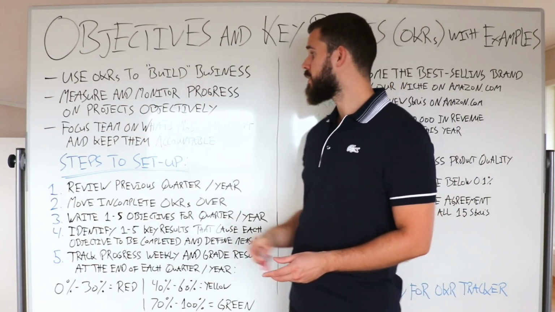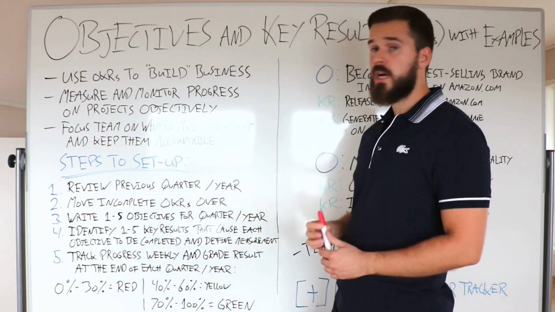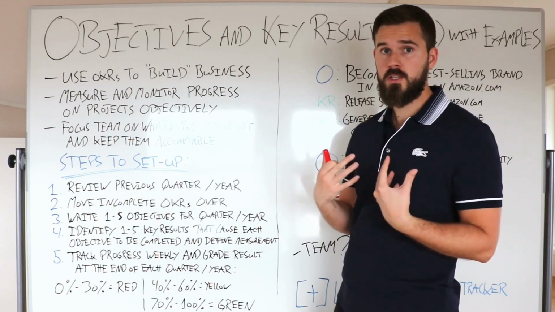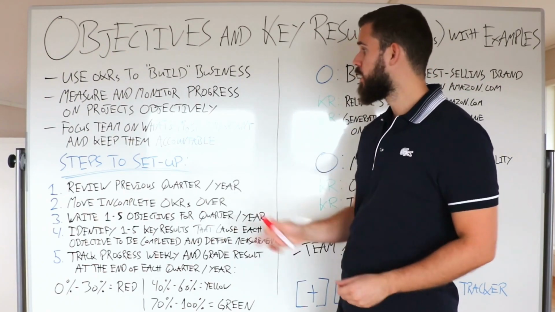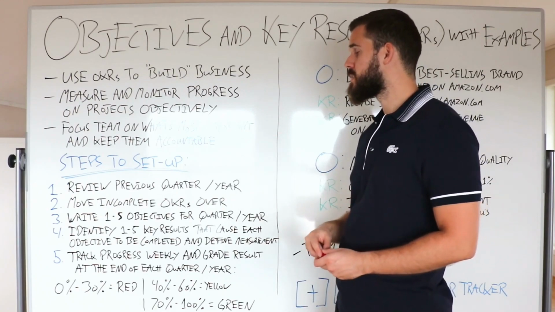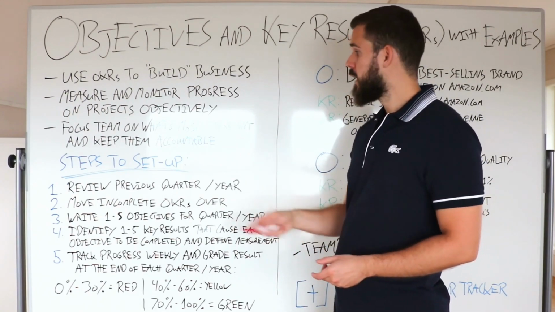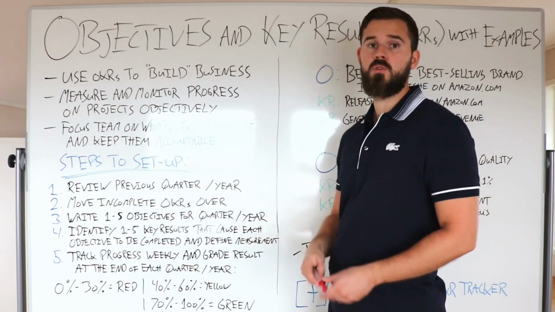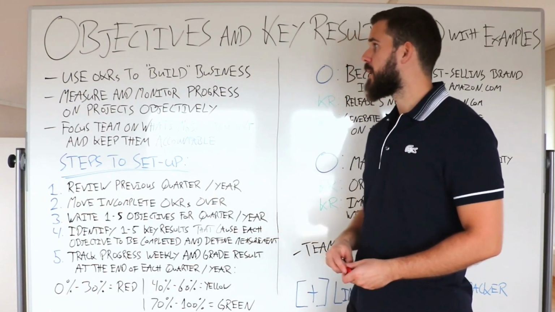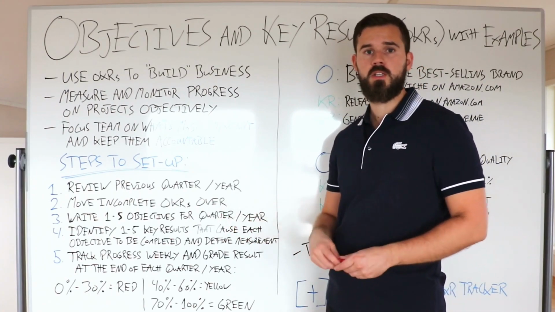The third point here is that we really use objectives and key results to focus ourselves and or our team on what's most important right now for the business, or this year, this quarter, and then we use it to keep them accountable. So keep yourself or the team accountable. Now this is important because with a lot of goal setting, it's kind of open-ended.